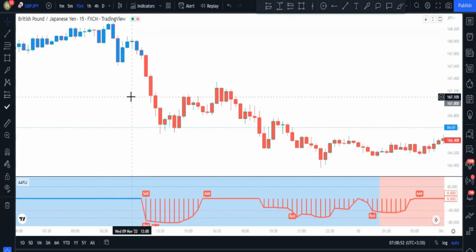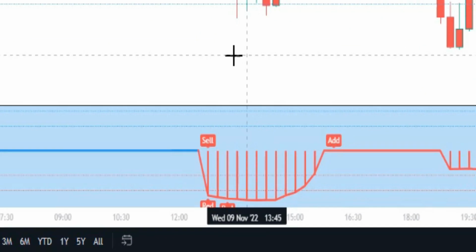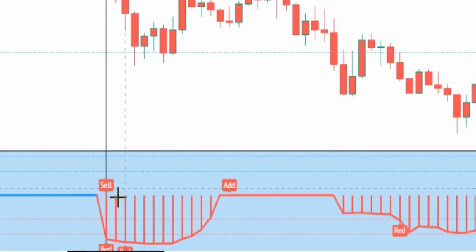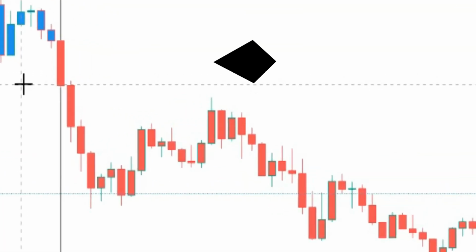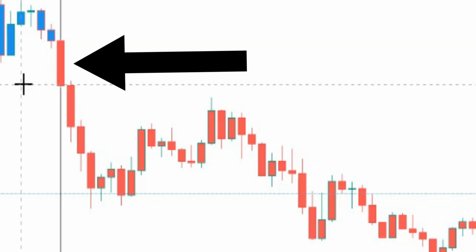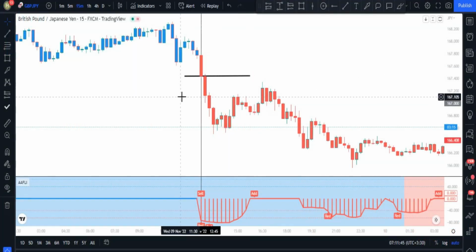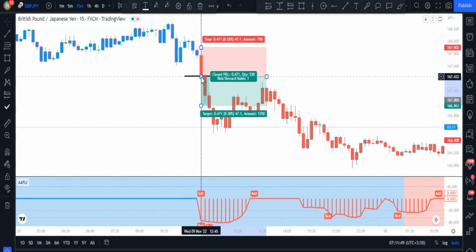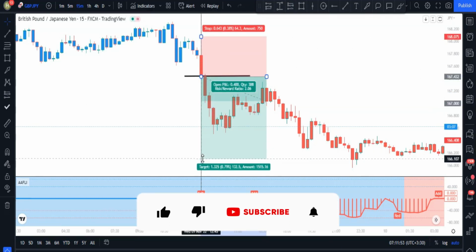And this is an example for a short trade. There's a sell signal by the AAFLI indicator, and this would be our trigger candlestick. So we can place a short signal at the close price of our trigger candlestick.